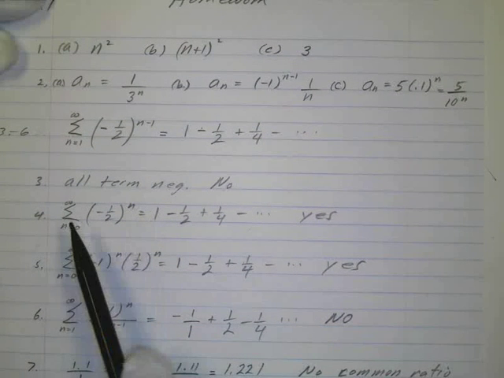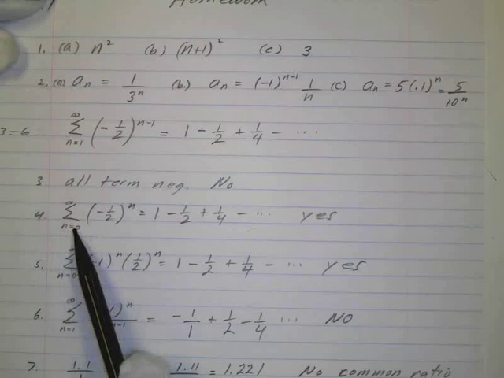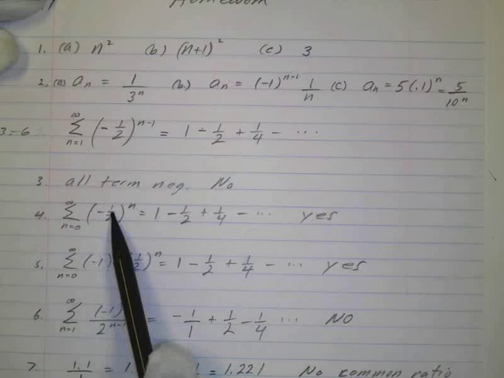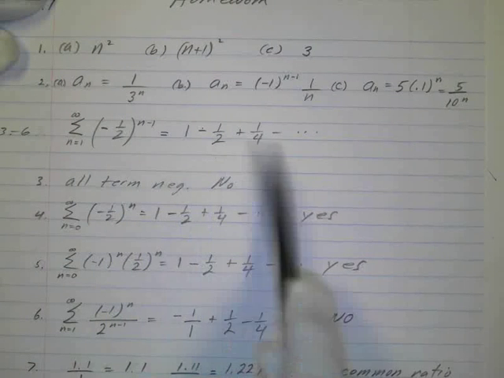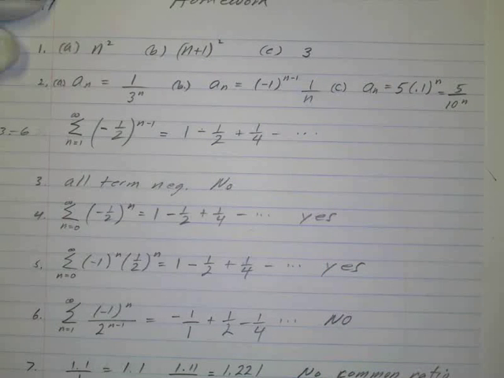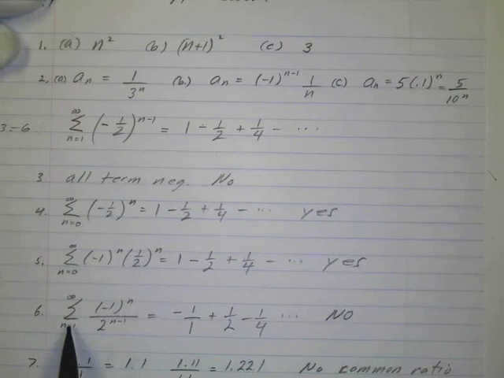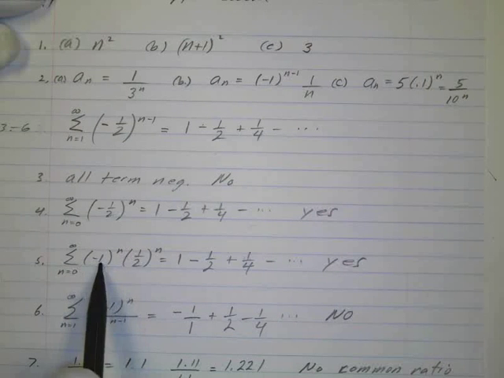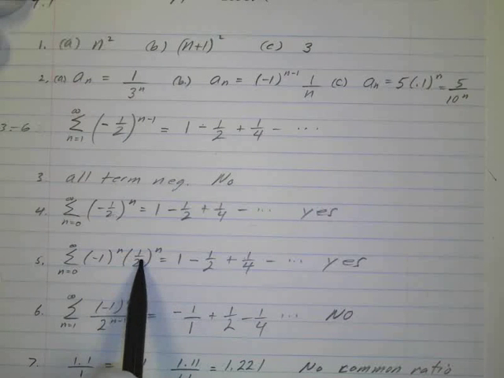On number 4, this was the summation from n equals 0 to infinity of negative 1 half to the n, and I just worked it out, and it looks like I get exactly the same, so that is the same. On number 5, the same thing. Number 5 was n equals 0 to infinity of negative 1 to the n times 1 half to the n, and again I just worked out some terms.